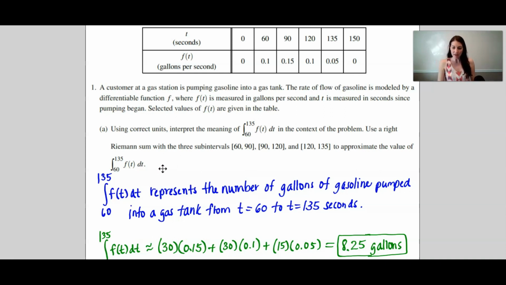Using a right Riemann sum, if I am looking between 60 and 90, I am going to use the height on the right side. So between 60 and 90, that's a base of 30 with a height of 0.15. Then between 90 and 120, that's a base of 30, and again I use the height on the right side of that interval, which is 0.1. The last one goes from 120 to 135, so there's a base of 15 with a height of 0.05, since that's the height on the right. That gives us a value of 8.25 gallons for part A.